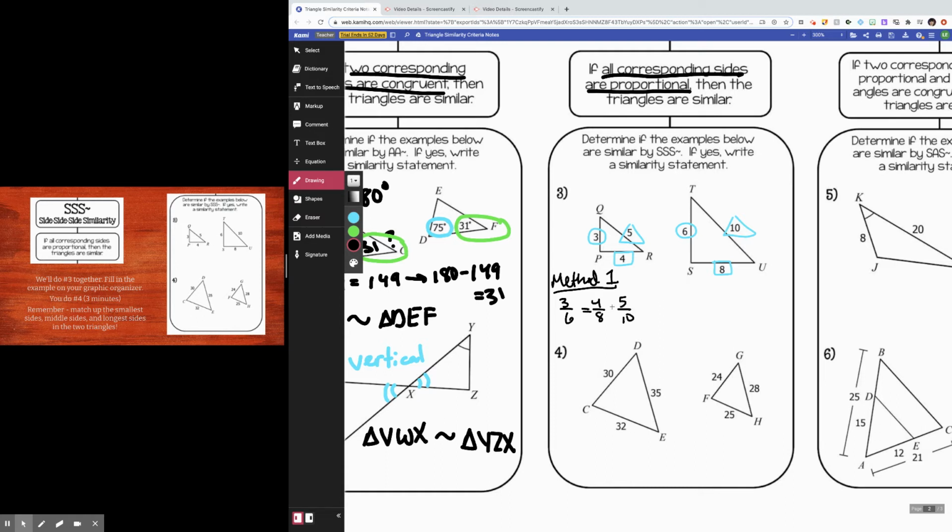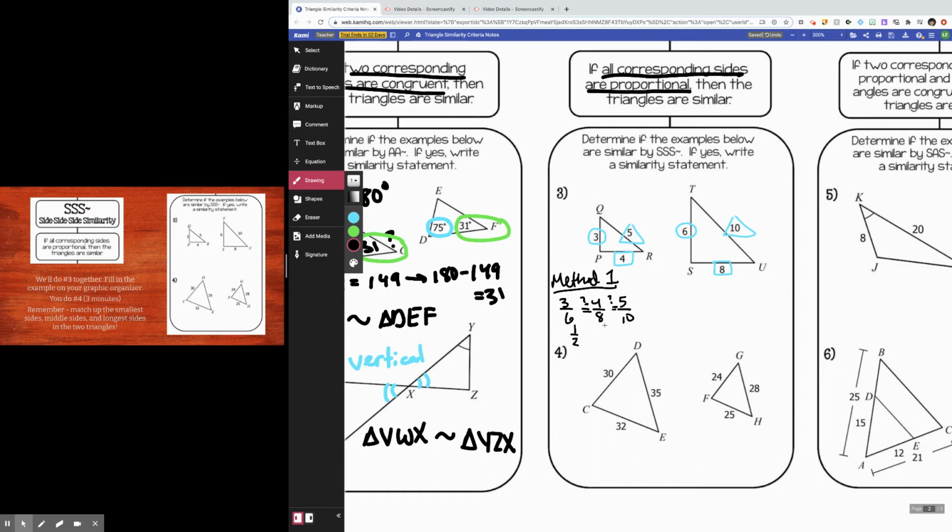So I want to know, are all of these fractions equal? That's what I'm trying to figure out. So I have to reduce all of them. The greatest common factor between 3 and 6 is 3. So I'm going to divide both of these numbers by 3 to reduce this fraction. 3 divided by 3 is 1, 6 divided by 3 is 2. So 3/6 becomes 1/2.